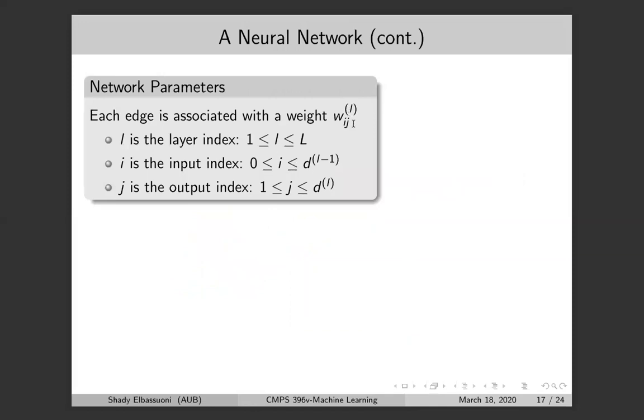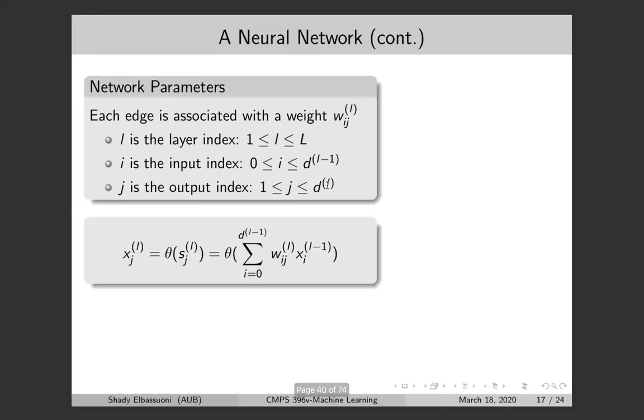Okay, so just a recap. Every edge is associated with the weight Wij of l, where l is the layer index, from 1 till capital L. The output layer is capital L, and the first hidden layer is 1. Then i is the input index, from 0 till d of l minus 1, so it comes from the dimensions of the previous layer, and 0 is for the threshold. And then j is the output index, from 1 till the dimension of the output layer.